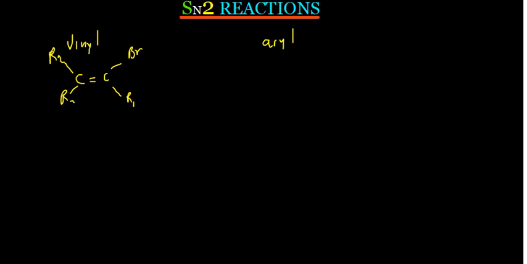So apart from this, also aryls. Aryls are simply rings, right? So when you have, let's say, a bromine attached on this ring, you want to attack from behind the bromine, so this reaction also can't happen. It's not possible.